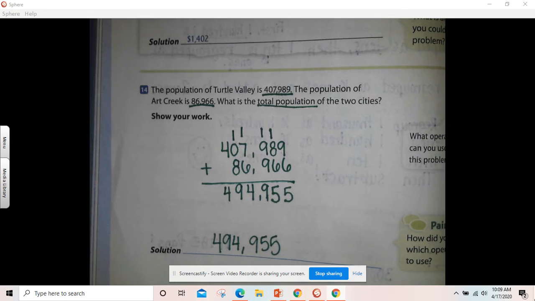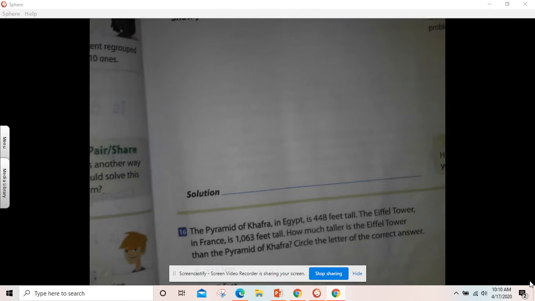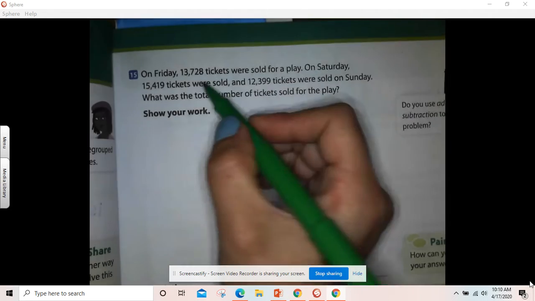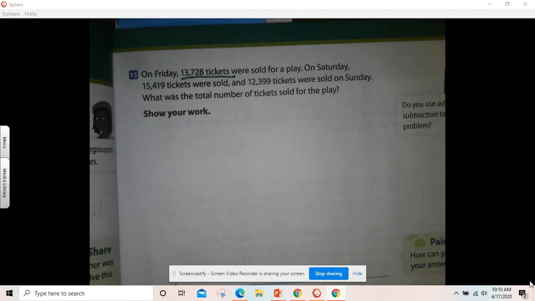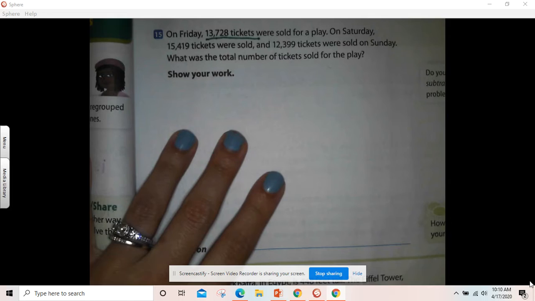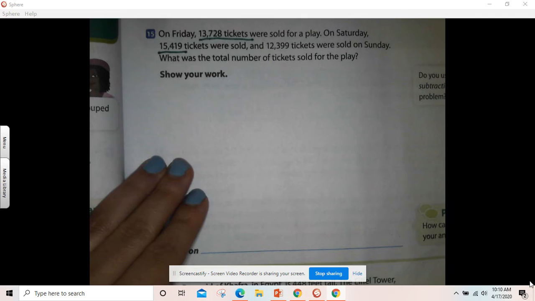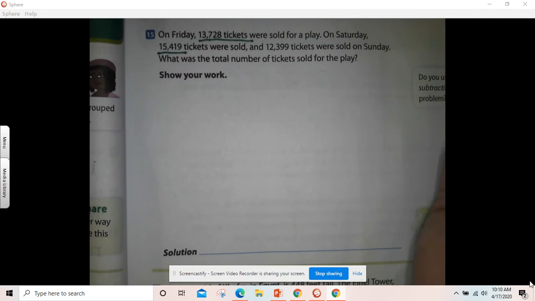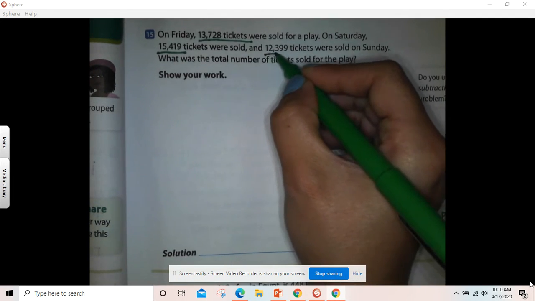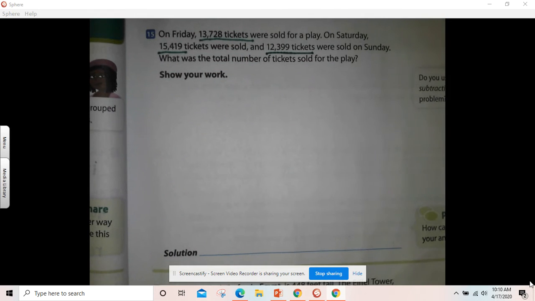How'd you do? All right, hopefully very well. Let's go on to number 15. All right, on Friday, 13,728 tickets were sold for a play. On Saturday, we had this many tickets. Can you say that out loud? 15,419 tickets were sold. And 12,399 tickets were sold on Sunday. So we have Friday, Saturday, and Sunday. And what is the total number of tickets sold?